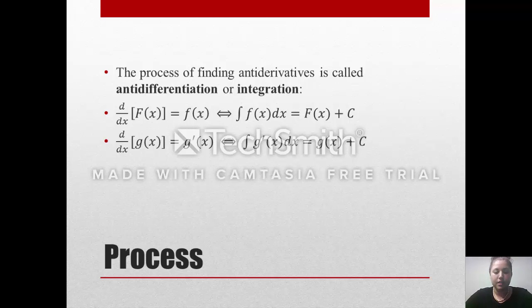The second one is just giving you another look at how to do it. So instead of big F and little f, we have g and g prime. g prime would be your derivative and g would be your original function, or your antiderivative.